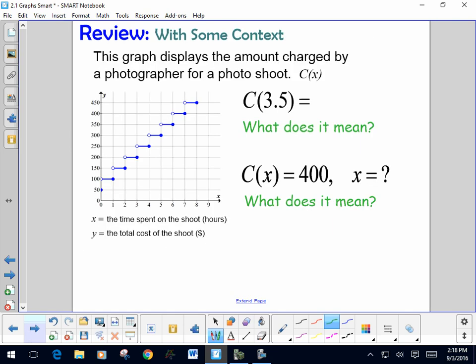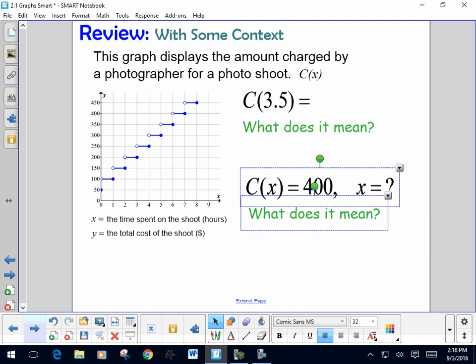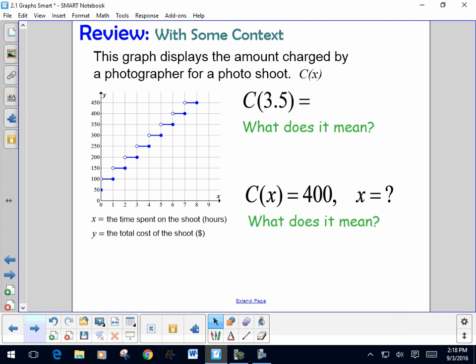So let's look at this function. This graph is displaying the amount charged by a photographer for a photo shoot. This function, we're calling it c of x. I'm just going to scoot this down a little bit. So the first part says, what is c of 3.5? So if we substitute 3.5 into this function, what's the y value that goes with that? Well, 3.5 is like right between 3 and 4. So the y value that goes with that on our graph looks like it is 250.